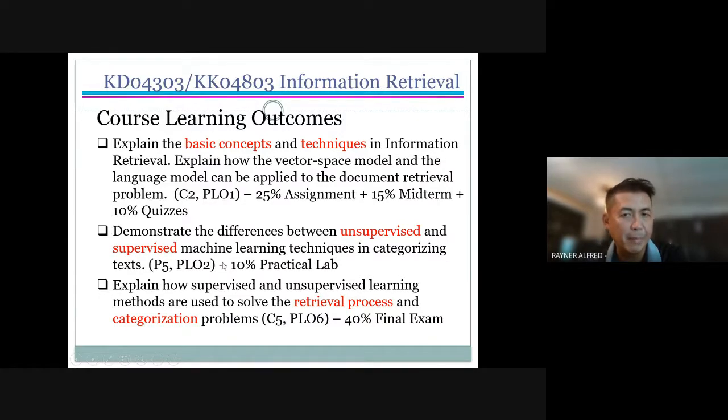Next, you should be able to differentiate unsupervised and supervised machine learning. You will feel like, what is this term? We will cover this. This will take 10% from your final grade. Okay? You will have a practical lab. And the last one is you should be able to solve the retrieval process and categorization problem based on what you have studied from week 1 until week 12. Okay, so 40% of your overall grade will be your final exam.